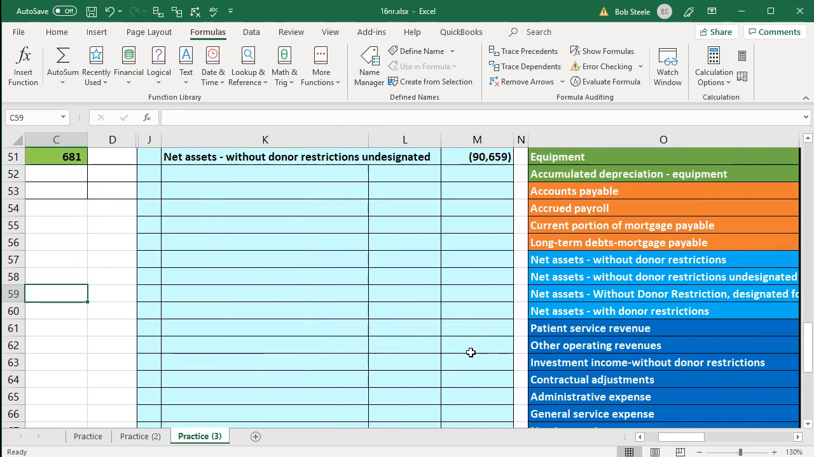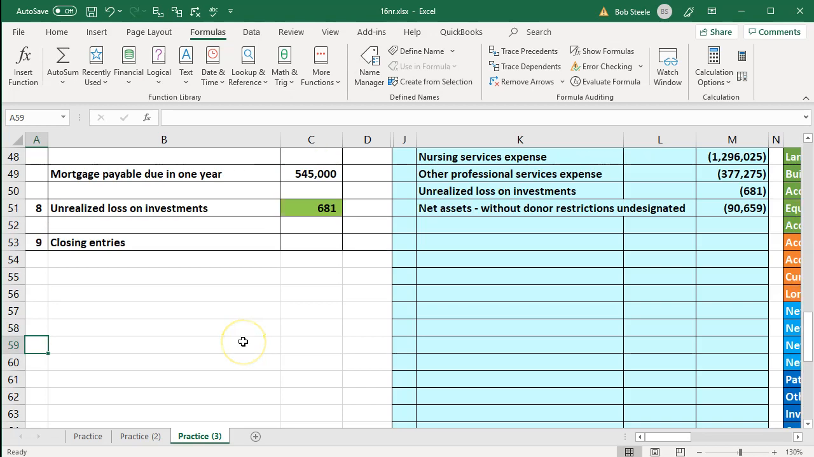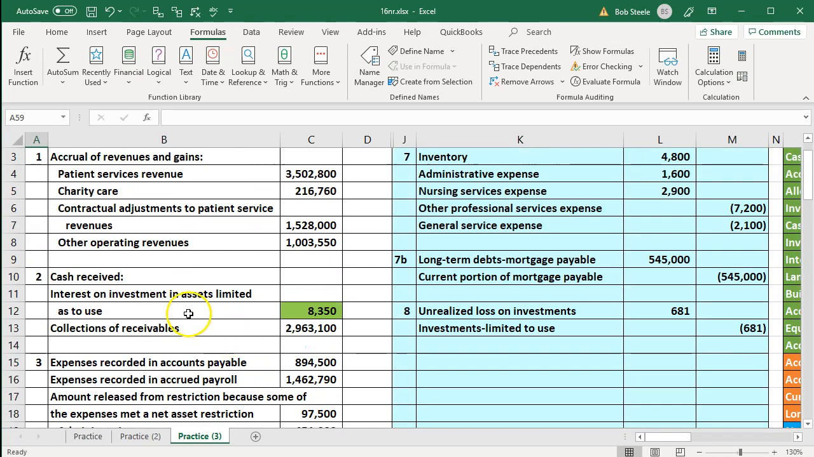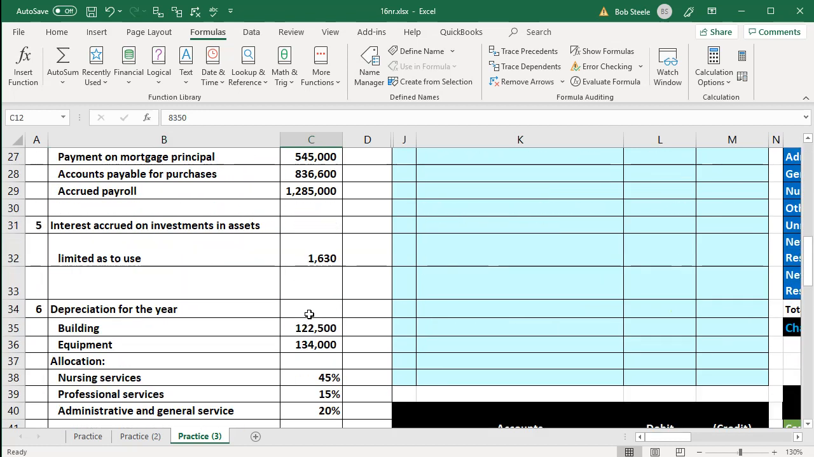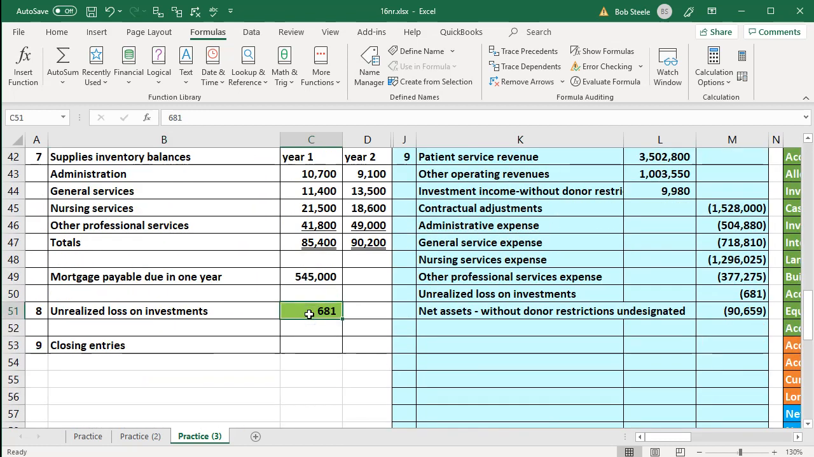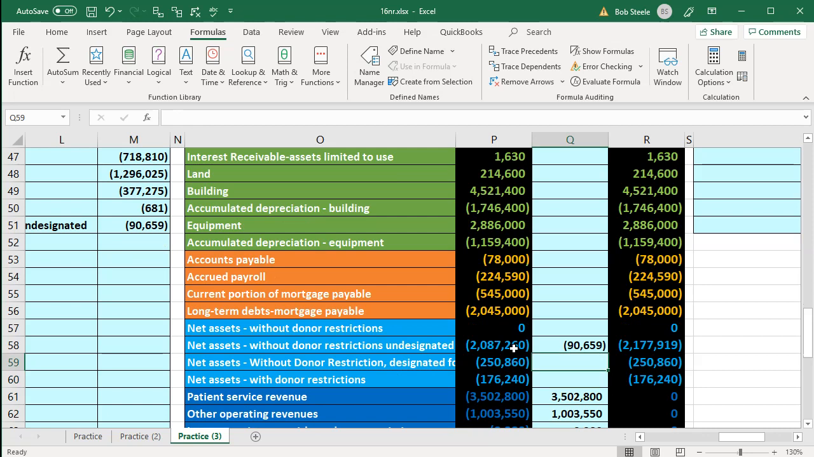If we scroll back up top, we're going to have to pick up these amounts in our transactions. Where are they in our transactions? We're going to say the amounts that are related to the interest on the investment, which was limited as to use. So that's going to be this amount, and it's going to be this amount down below. Those two amounts are going to be limited as to use because they're related to the investment, which is limited as to use. And so therefore, we're going to recategorize them from the without donor restrictions account to the with donor restrictions account designated for plant assets. Okay, so that means that we're going to make this item go down.